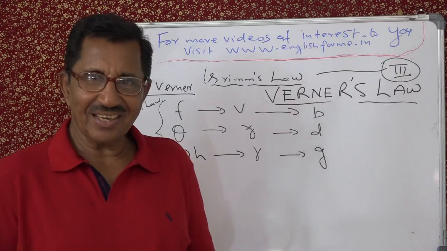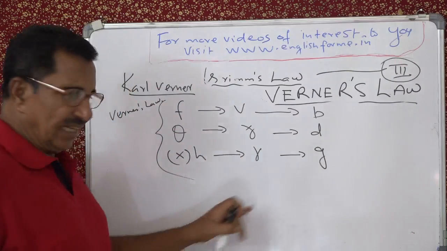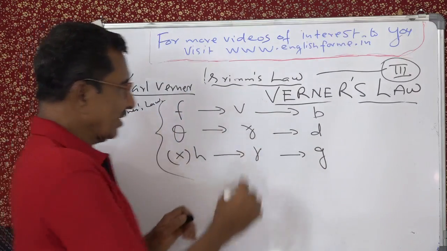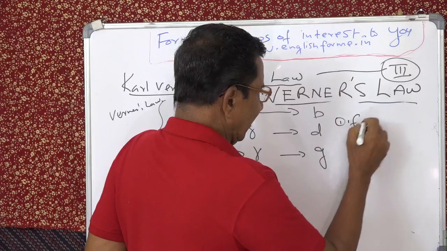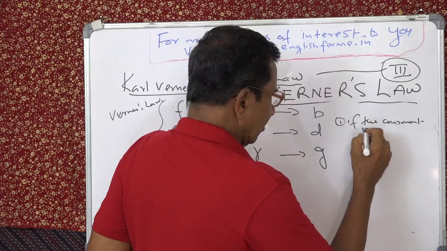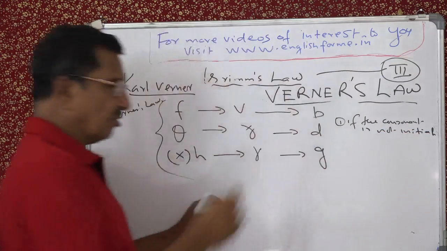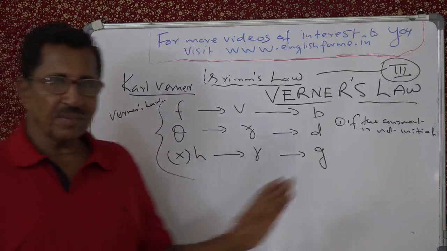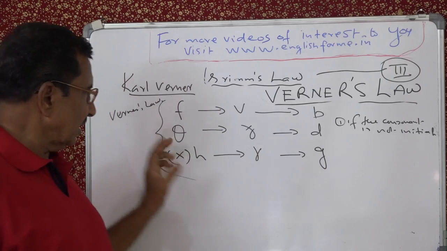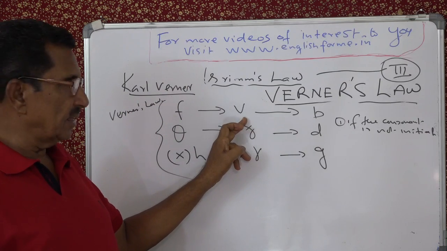This change, and the 3 reasons he gives. Not examples, he gives 3 reasons. First reason is if the consonant is not initial. The change takes place if the consonant is not initial. Initial means the word doesn't begin with this consonant. It happens sometimes in the middle or the end. If f is not initial, it has the tendency to become v.